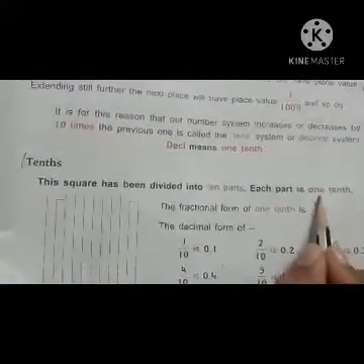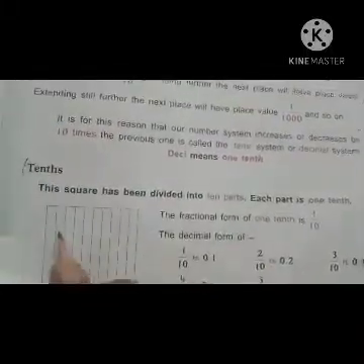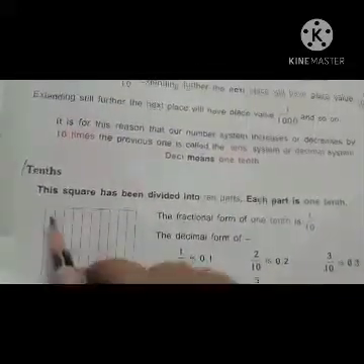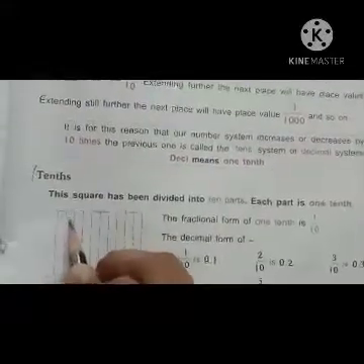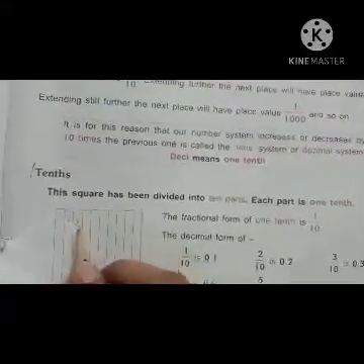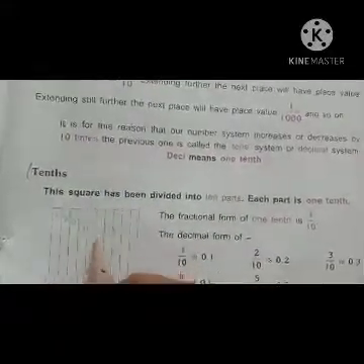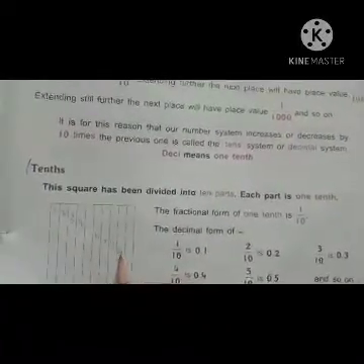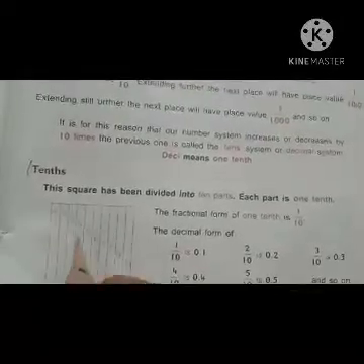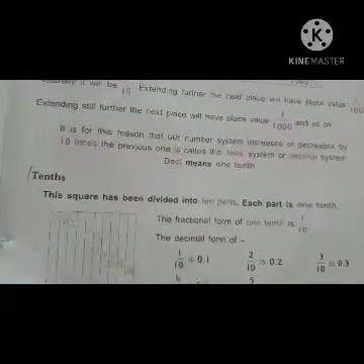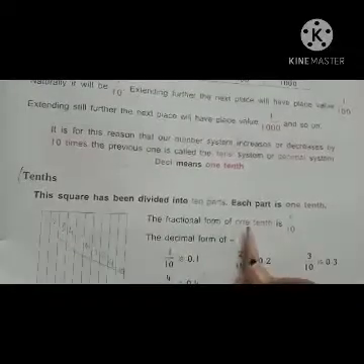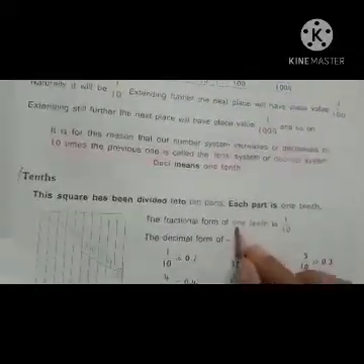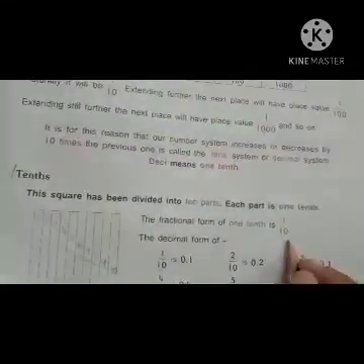Each part is 1/10. Here, children, 1/10 means 1 by 10. How many square boxes are there here? Count, just count. 1, 2, 3, 4, 5, 6, 7, 8, 9, 10. Total how many boxes are there here? 10 boxes are there. What is the fraction form of 1/10? The fraction form is 1 by 10.